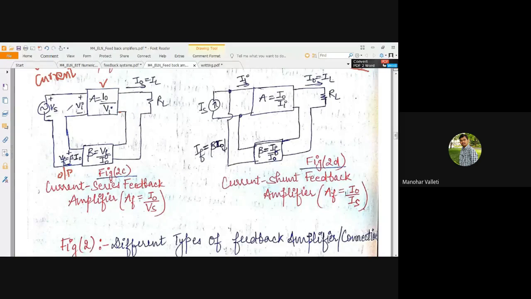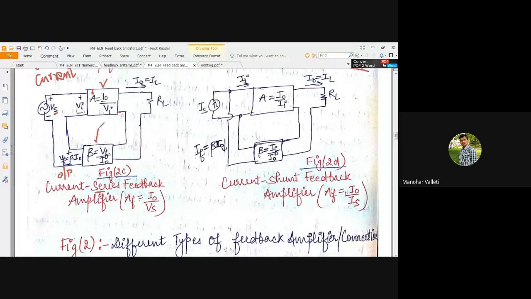And at the input section, what are you doing? Series mixing, right? Then we consider a voltage source at the input. So series mixing. Accordingly, you will get the feedback signal as VF. Effective input appearing at the amplifier is VI. So by seeing all this, the definition of A equal to output is I naught, and input is VI. That's why A equal to I naught by VI.